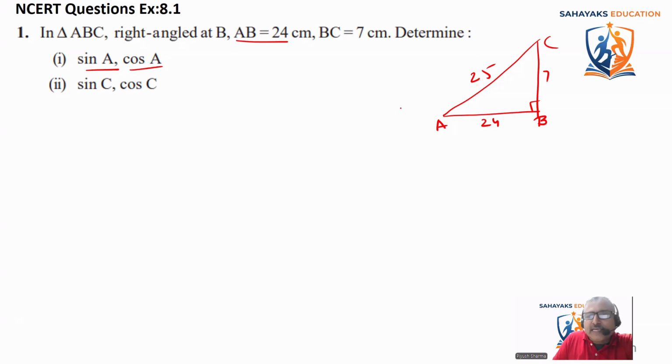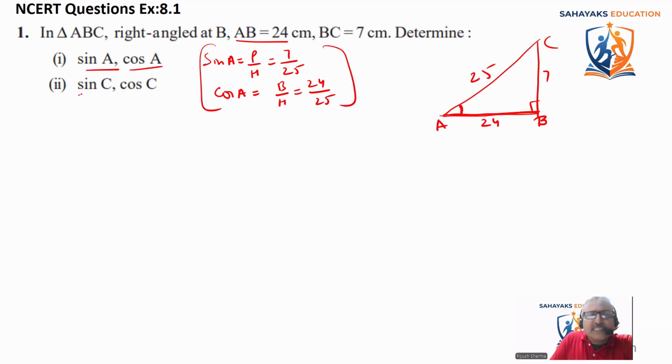What is the value of sine A? When you're talking about A, we have to take this angle, and this is the base. Okay, so we are finding for A. Sine A is equal to perpendicular by hypotenuse. So perpendicular is 7 divided by hypotenuse 25. What is cos A? Cos A is equal to base divided by hypotenuse, that comes out to be 24 divided by 25. So this value is clear.